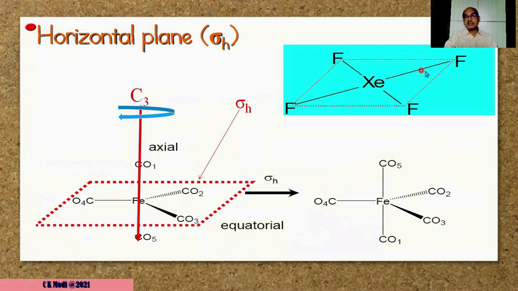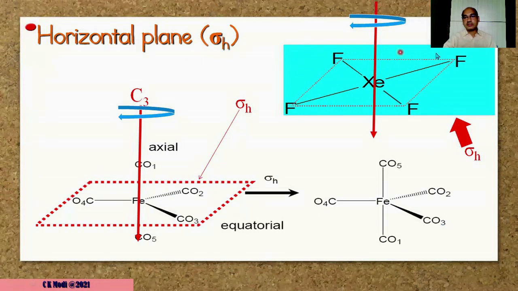Look at this square planar molecule. Now, in this square planar molecule, what does this plane reflect? This is the sigma h plane. This plane passes through the center of the molecule and divides it into two parts, and it is perpendicular to the principal axis. Therefore, this plane is called a horizontal plane.